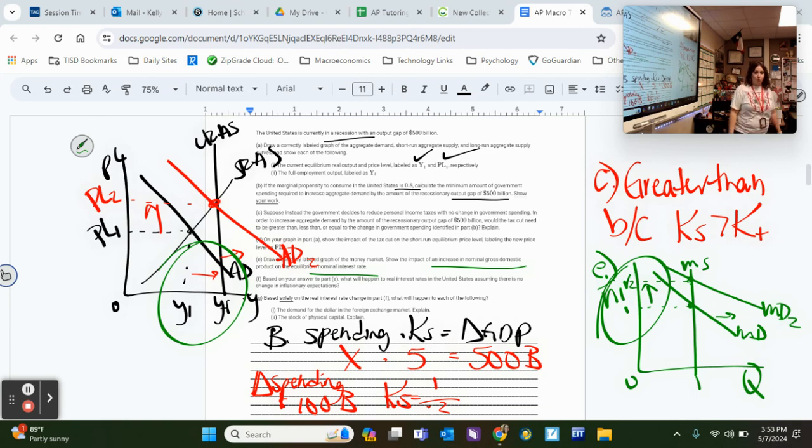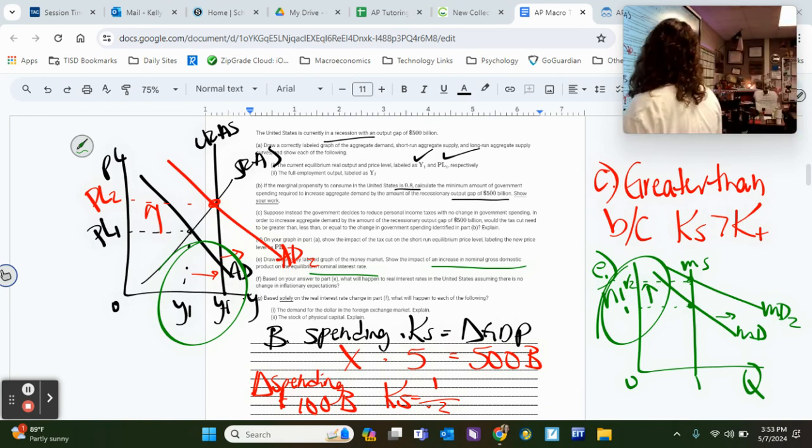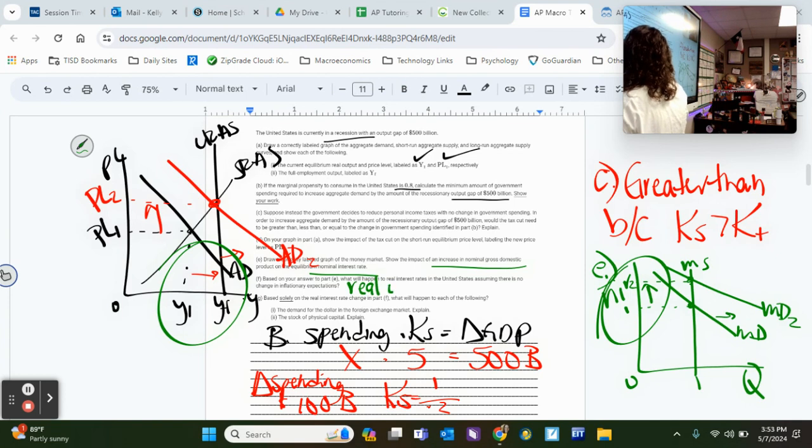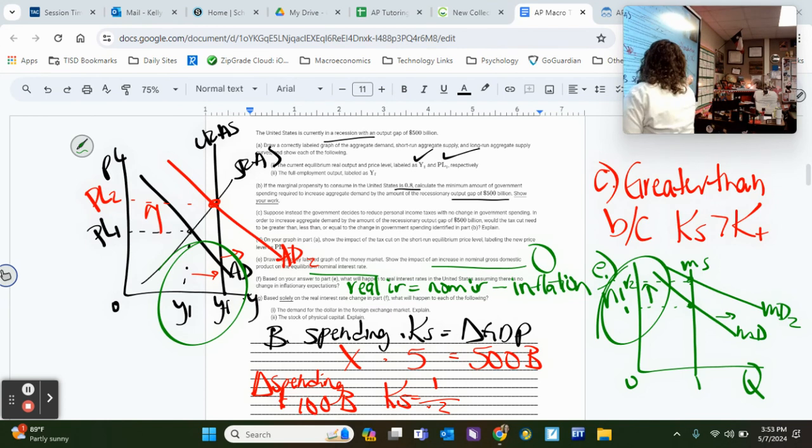They go up too. Why? Because inflation doesn't. And this is the Fisher equation: real interest rate is equal to nominal interest rate minus inflation. It just said there is no inflation. In the problem, it says assuming there's no change in inflationary expectations. So inflation is 0, and the nominal interest rate just went up.